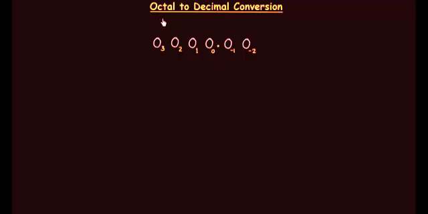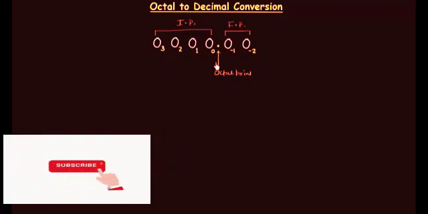In this presentation, we will study octal to decimal conversion. Let's say this is the octal number. O0, O1, O2, O3 are the digits of the integer part. O minus 1, O minus 2 are the digits of the fractional part. And this is the octal point. And this point is the reference point.